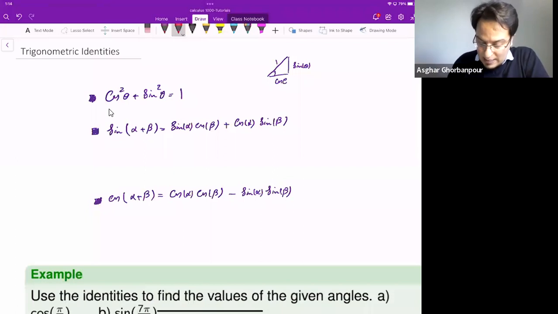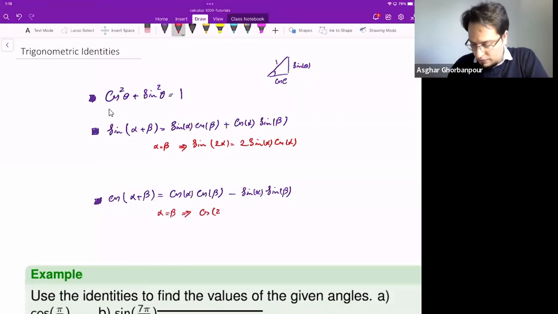For example, when alpha is equal to beta, we have the double angle formula. Sine of 2 alpha is equal to 2 sine alpha cosine alpha. And if alpha is equal to beta, this gives us the double angle for cosine. So this is cosine squared alpha minus sine squared alpha.